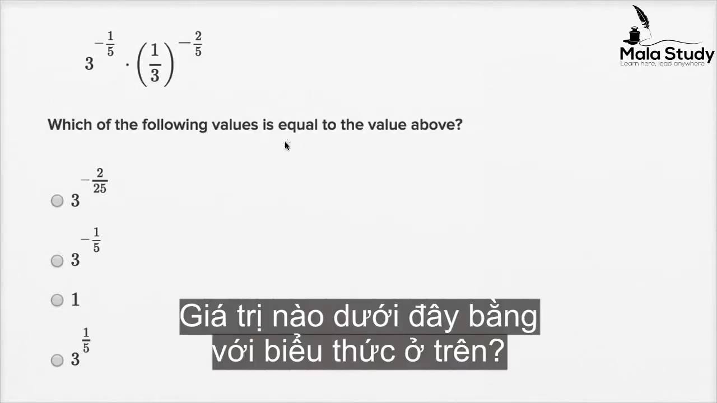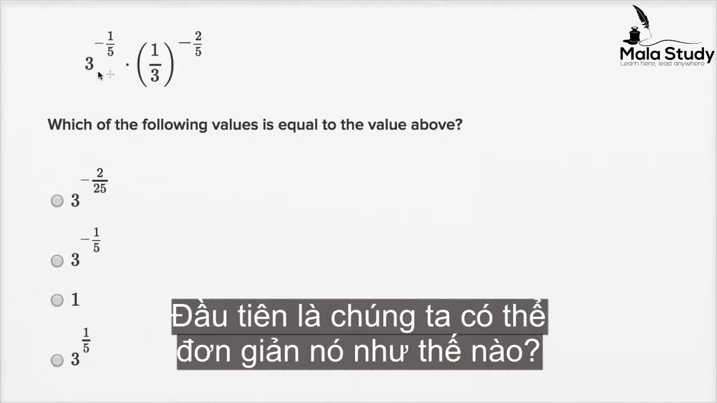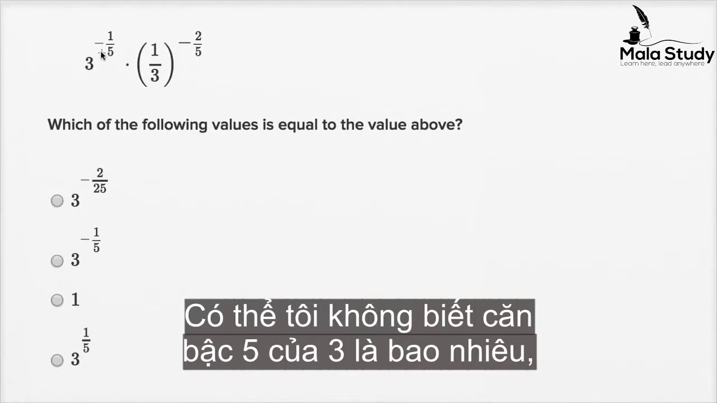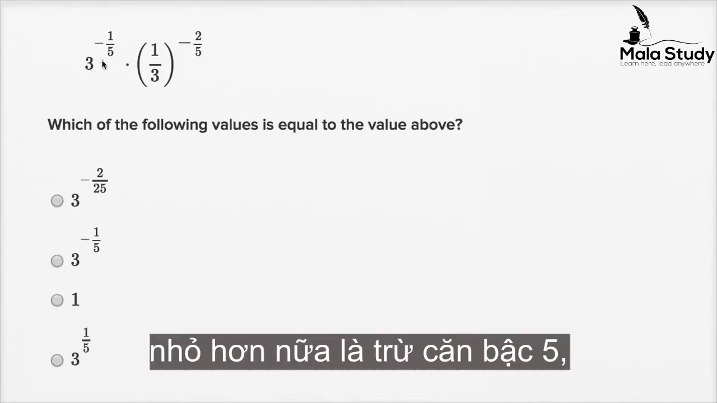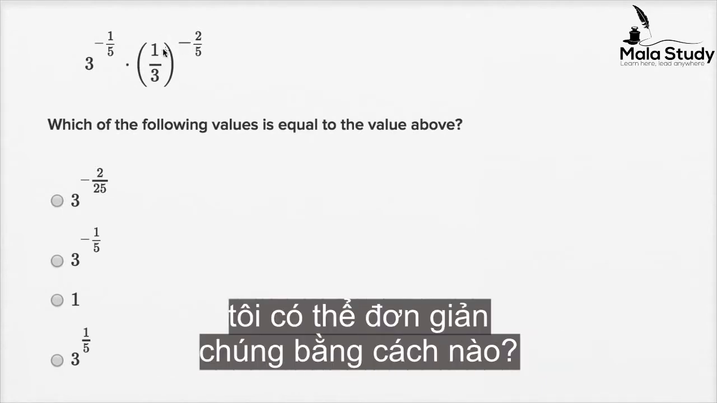Which of the following values is equal to the value above? And we got this expression here with a bunch of negative fractional exponents. And at first you might say, okay, how do I deal with this? Maybe, I don't know what the fifth root of 3 is, much less the negative fifth root, and this 1/3 to the negative 2/5. How do I simplify this?